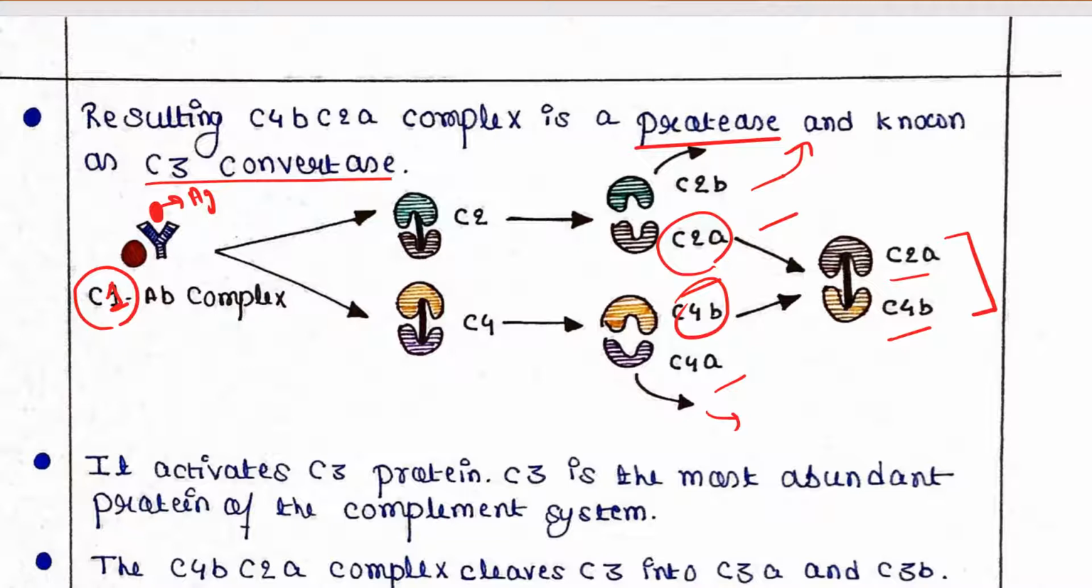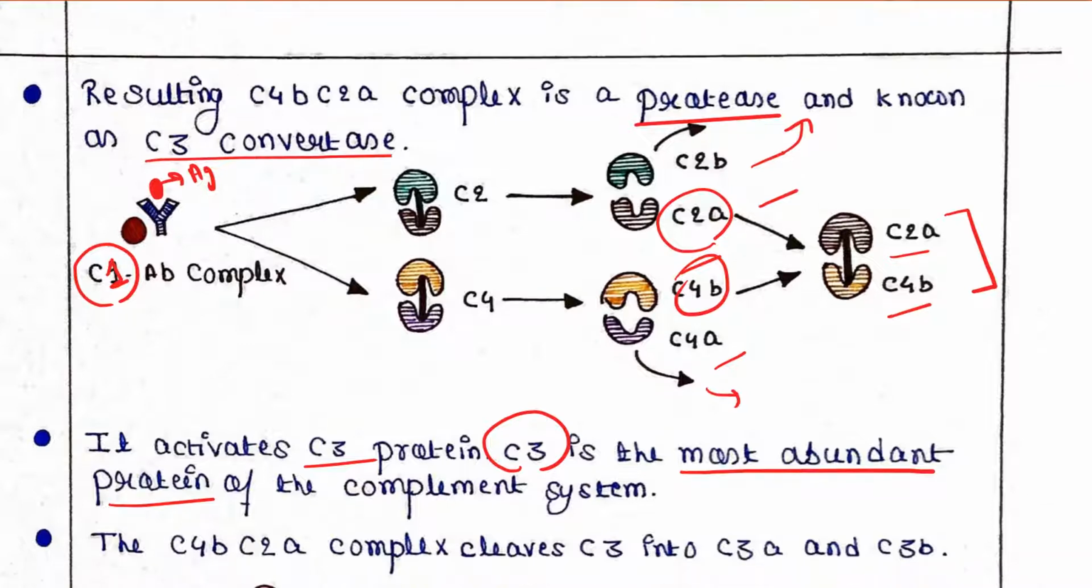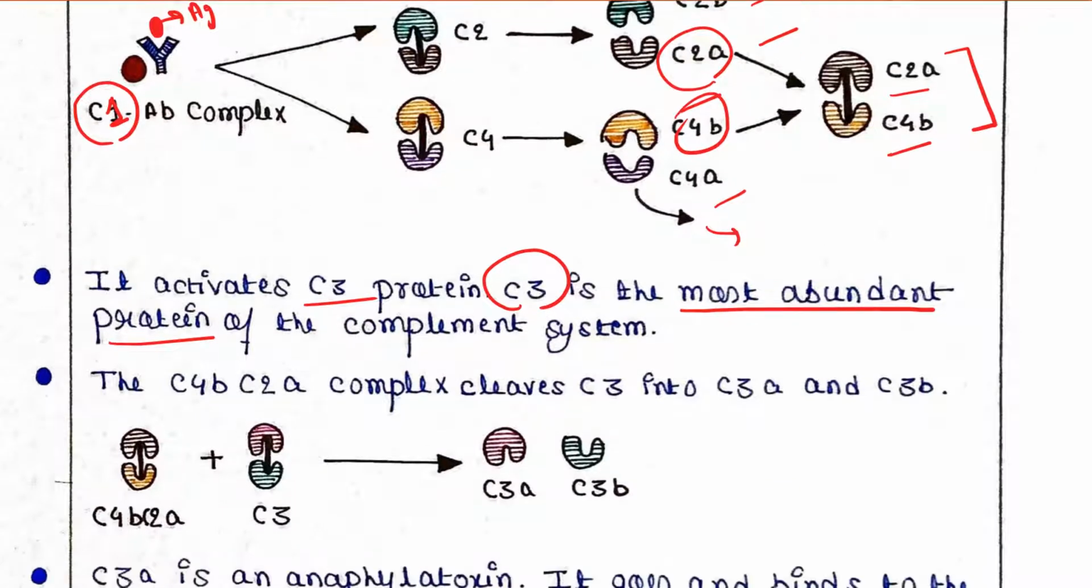C3 is one more complement protein. So it activates C3 protein, and C3 is the most abundant protein of the complement system. Please try to remember that C3 is the most abundant protein of the complement system. Now this C4b C2a complex, that is called C3 convertase, it will cleave C3 into two fragments. One is C3a, another is C3b.